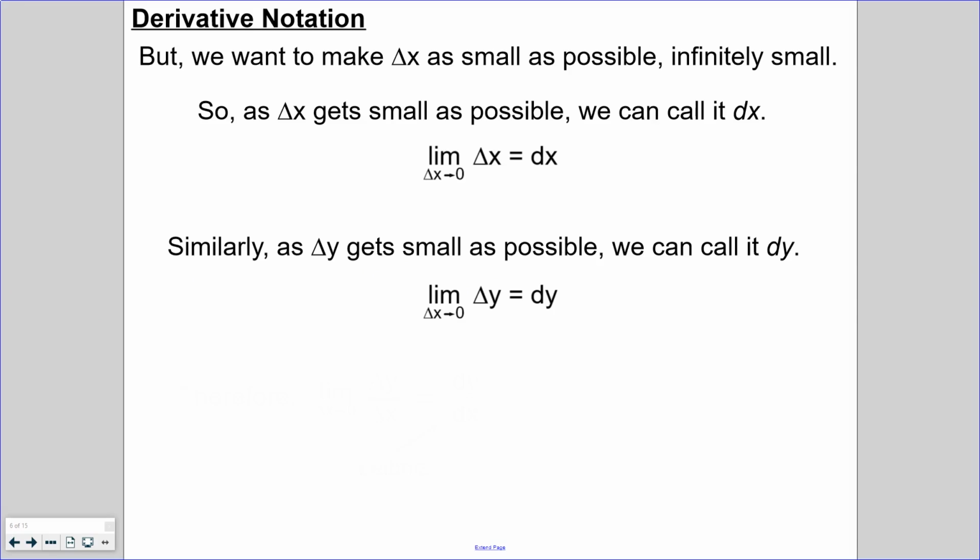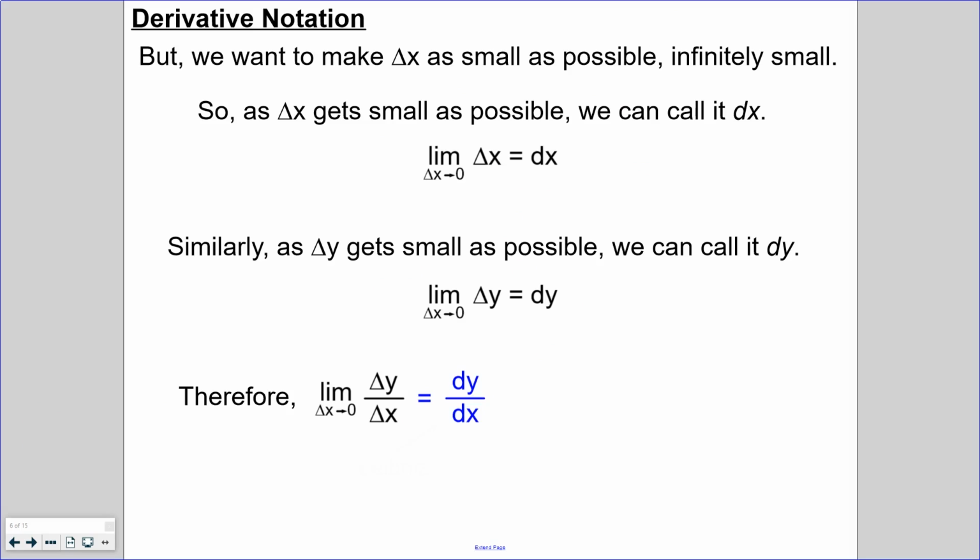And this is where one of our notations comes from. Because if we take a previous derivative notation, the limit as delta x approaches 0 of delta y over delta x, we know that the limit of delta y is going to become dy, and the limit of delta x is going to become dx, giving us our first derivative notation.